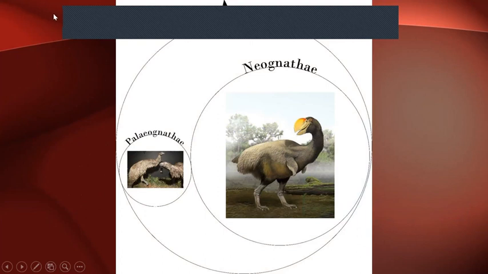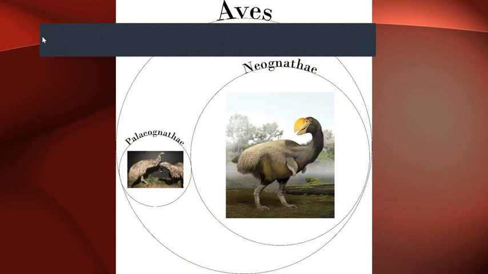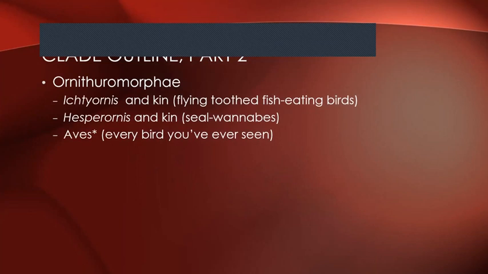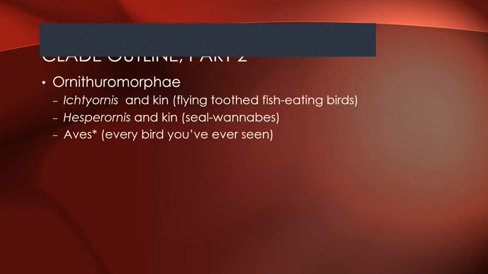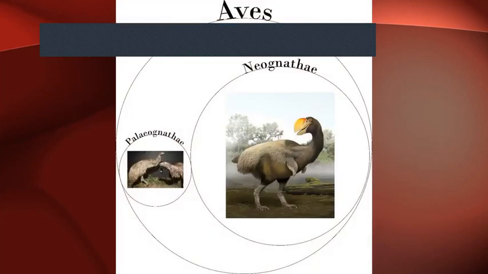And now into aves. Aves is split into two groups, the Paleognathae and the Neognathae. We're going to talk about the Paleognathae in just a minute, but let's talk about aves in general first. We already talked about that. What makes an avian? They originate about 166 million years ago, again, somewhere in Eurasia. They have no teeth. There are two major clades within aves, the Paleognathae, or ancient-jawed birds, and the Neognathae, or new-jawed birds. The Paleognaths are an extremely small clade right now.